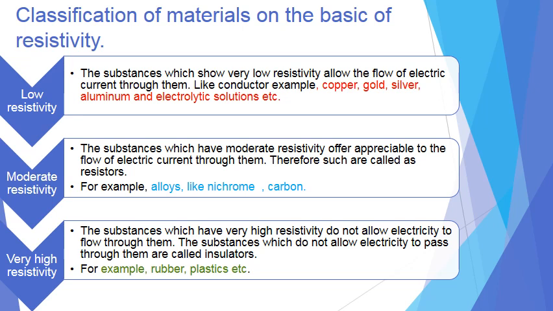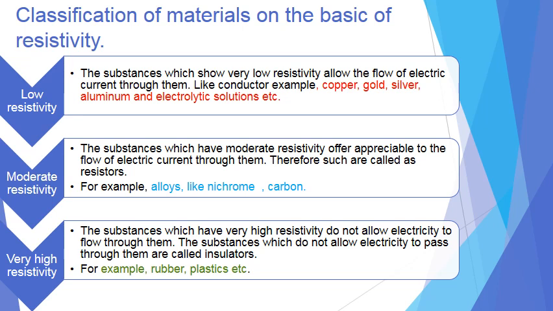Number three is very high resistivity. The substances which have very high resistivity do not allow electric current to pass through them. So if the electric current is not passed through them, what are they called? Definitely, they are called insulators.